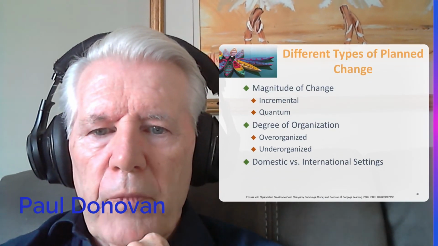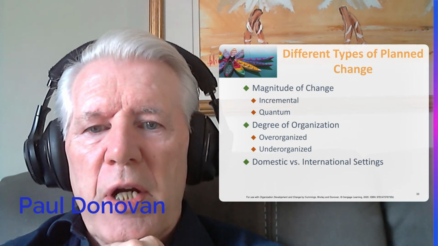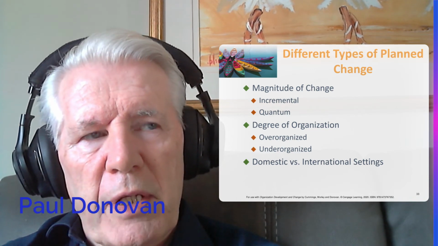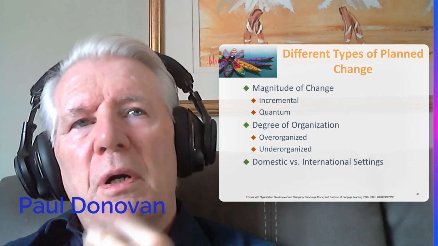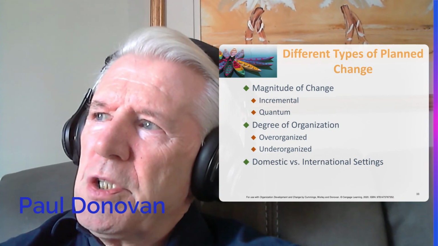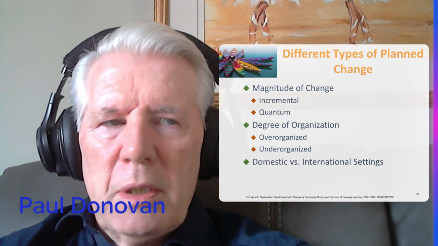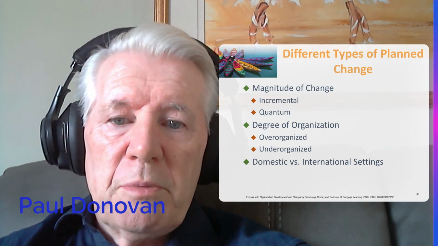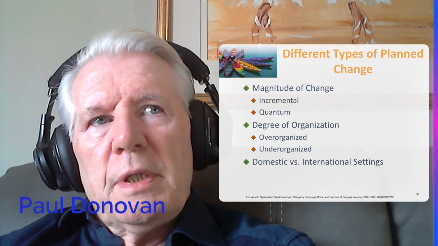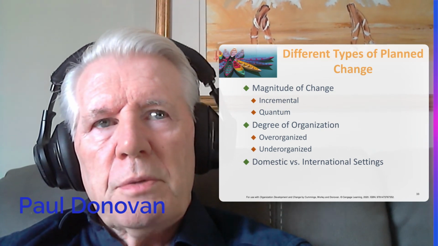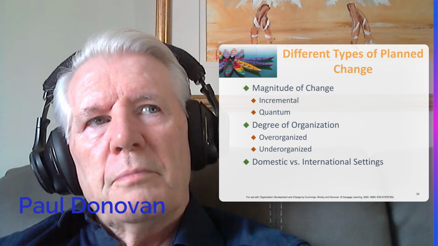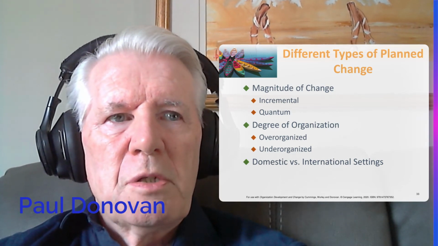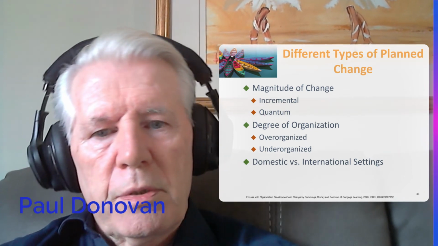Some types of plan change are incremental and some are quantum. We never really talk about change in terms of small change. Incremental change is something that is part of the management's work, I think. Quantum change is where you're transforming the organization. A transformation is something like IBM going from a business machines organization to a software as a service organization.